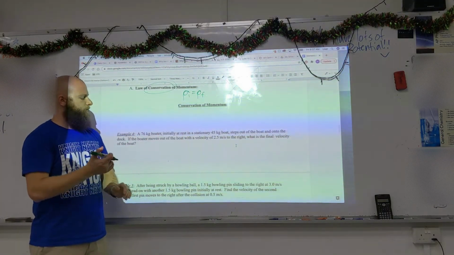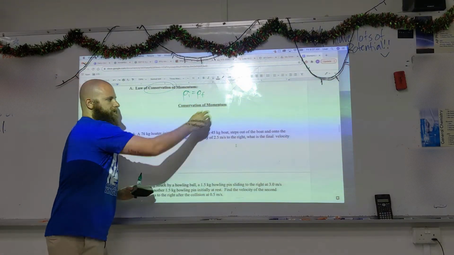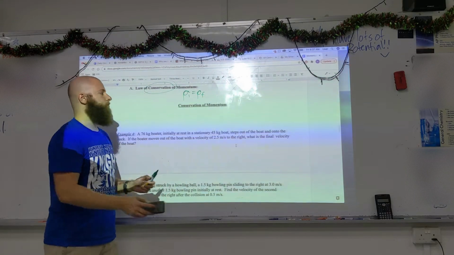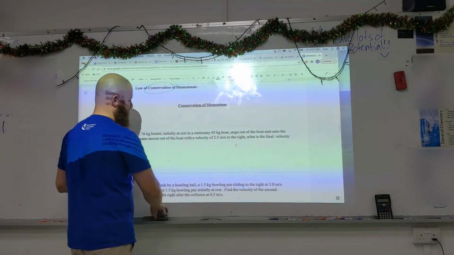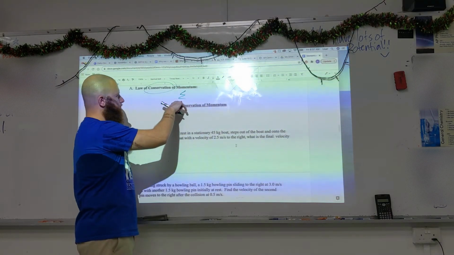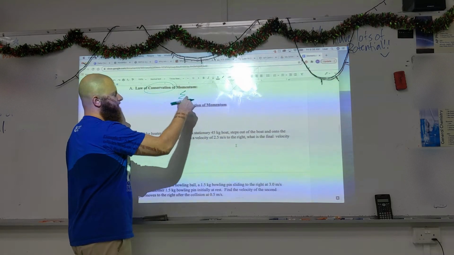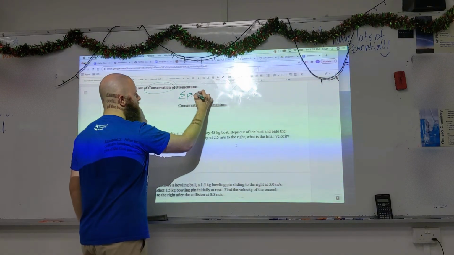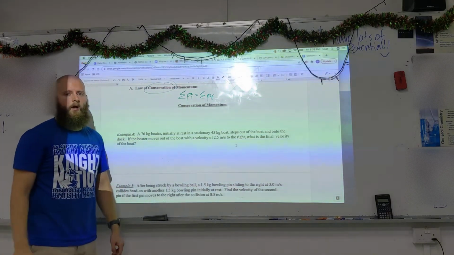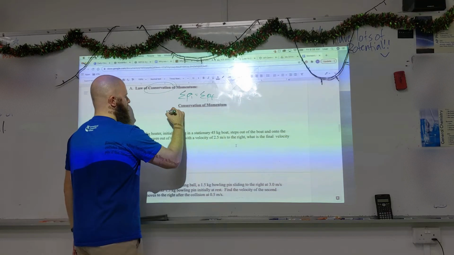Now, I want to specify I could have multiple momentums. Just like in energy, where you could have multiple types of energy, you could have multiple momentums. One way to show that is to use this symbol. It's a weird looking symbol. It just means add up all of. So I'm finding the sum of the initial momentums, and that will equal the sum of the final momentums.